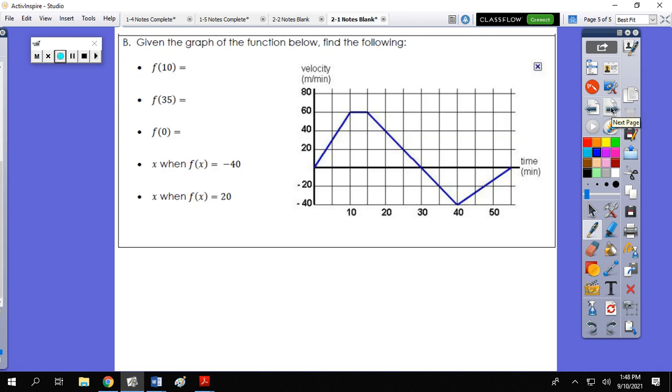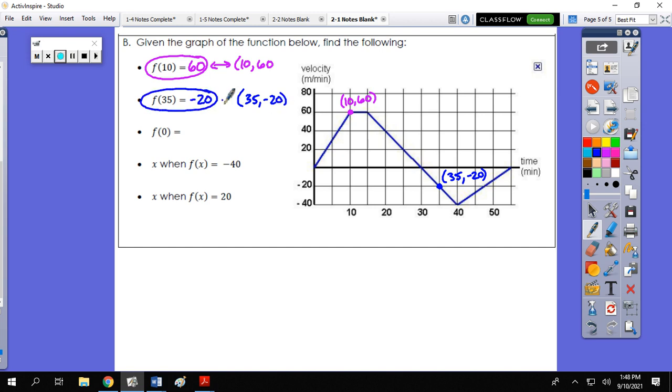Okay, last slide. This is the last graph here. Again, you should pause the video and try this on your own before you watch me do it to make sure you know what you're doing. f of 10. Well, this point right here has x value of 10. It is the point 10, 60. So f of 10 is 60. When x equals 10, y equals 60. f of 35, that would be right here, the point 35, negative 20. So 35, negative 20 means that f of 35 is equal to negative 20.